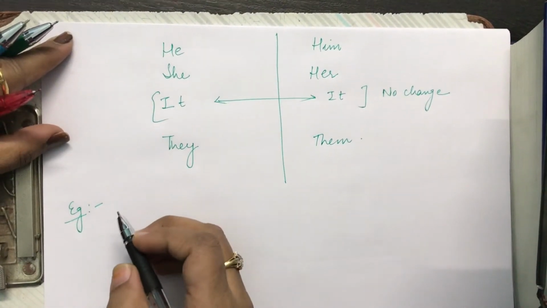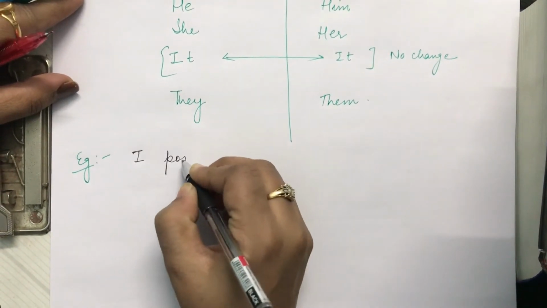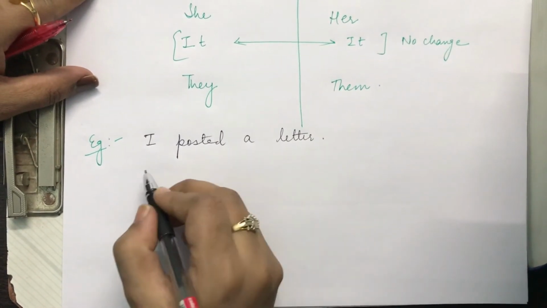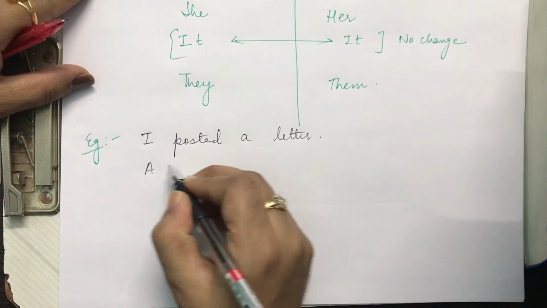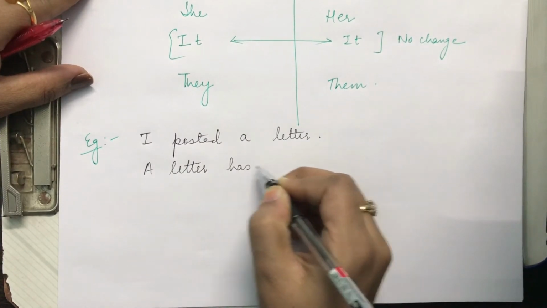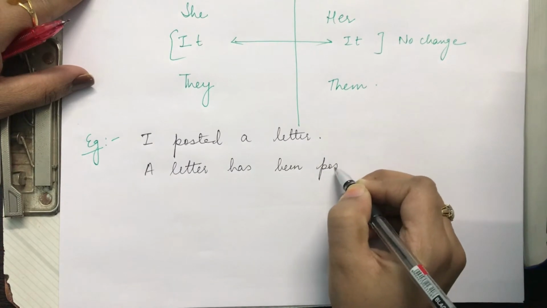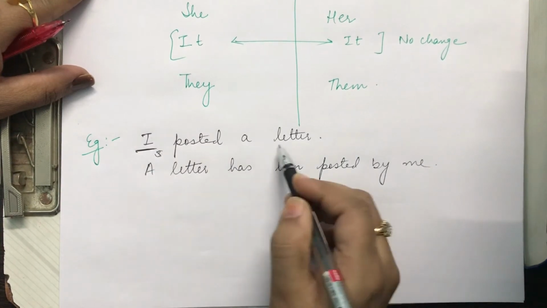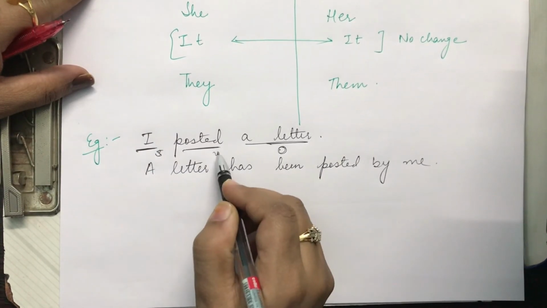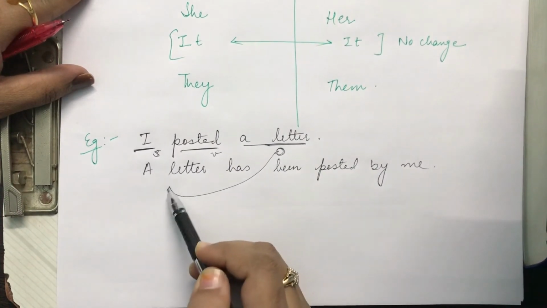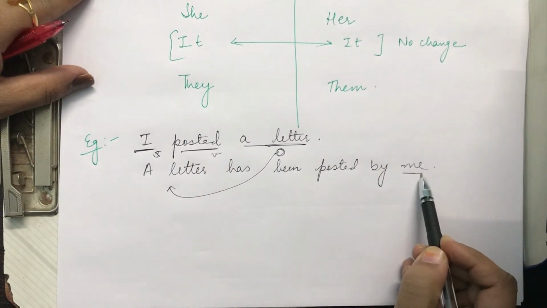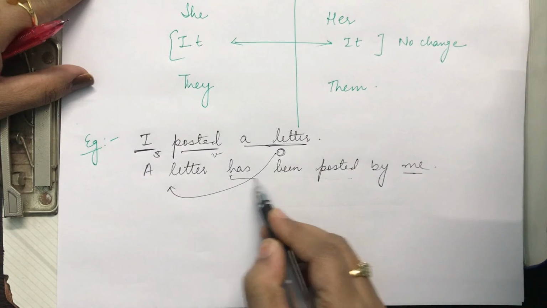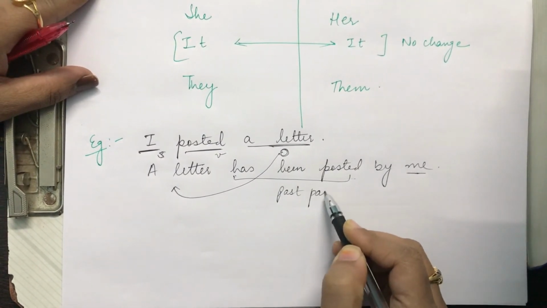First of all, let us take an example. I posted a letter. After looking into the pronouns, we can easily convert this sentence into passive form. A letter has been posted by me. Now this was the subject, this is the object, and this is the verb. Object has become the subject, I has become me, because we have converted the form of the pronoun, and has been posted is the past participle form of the verb.